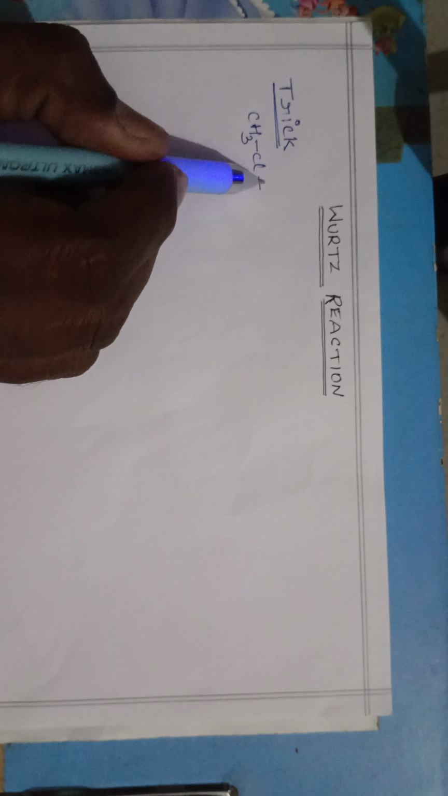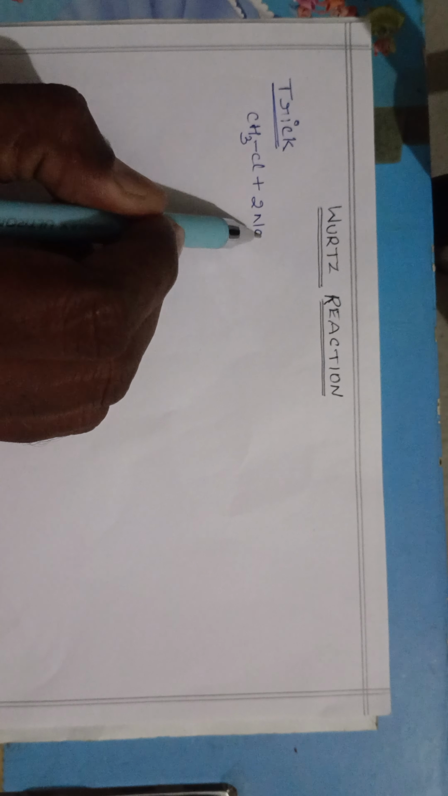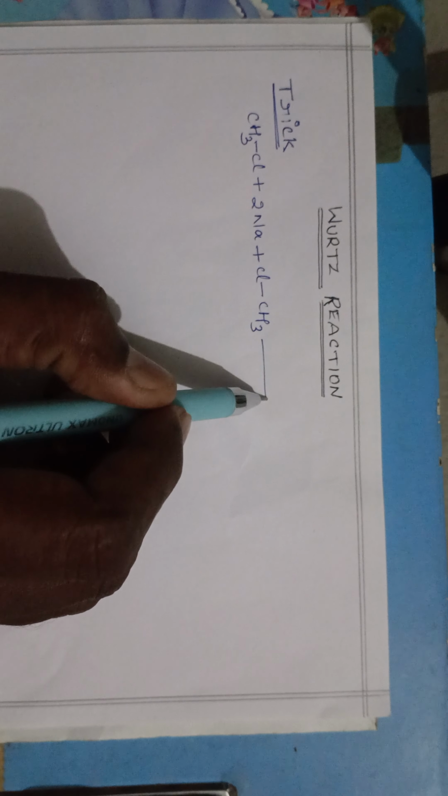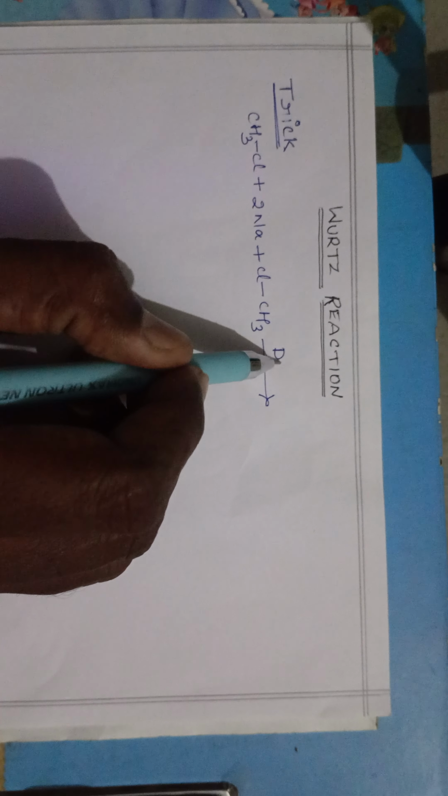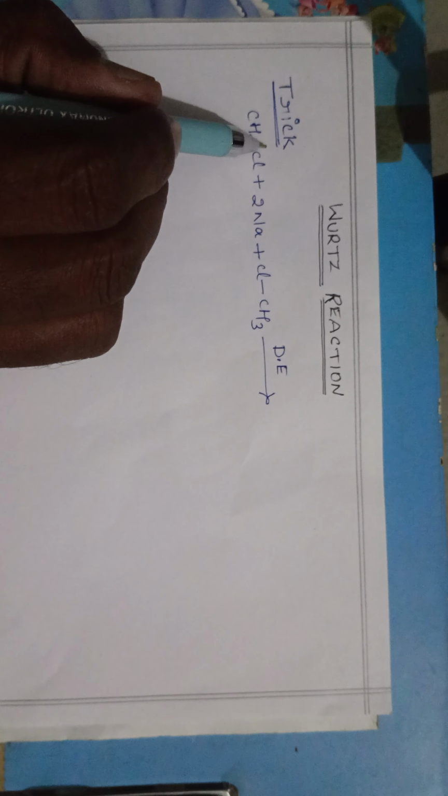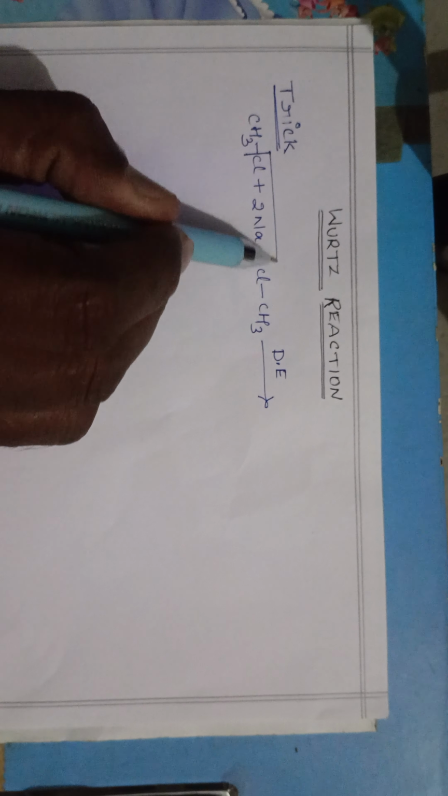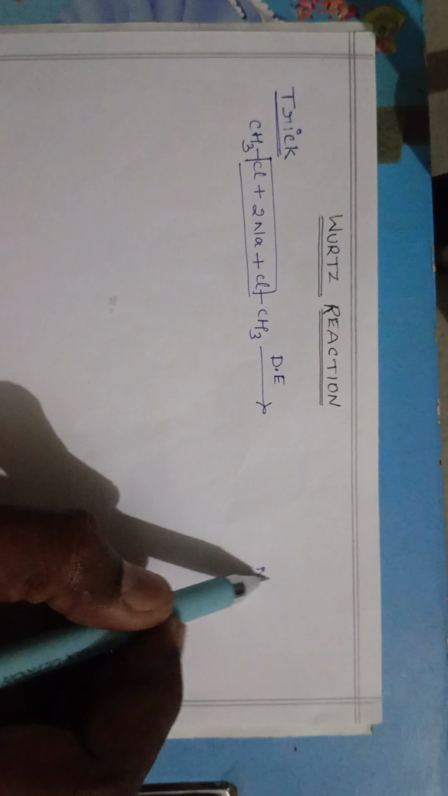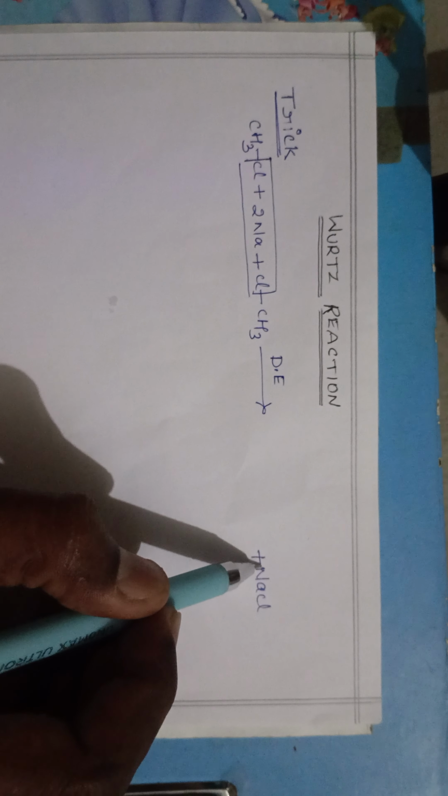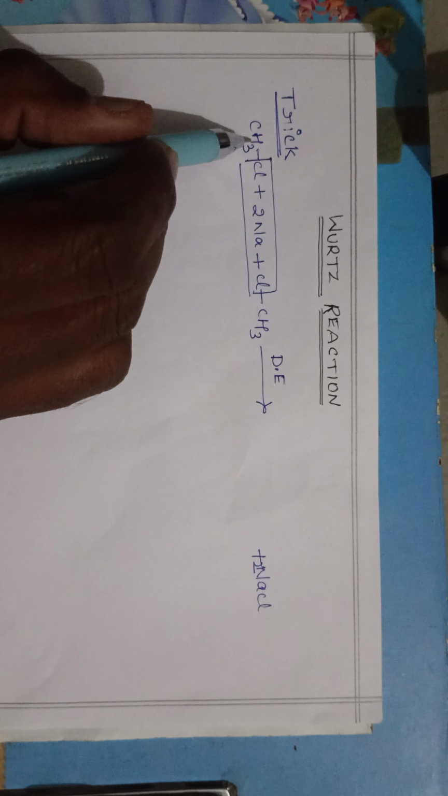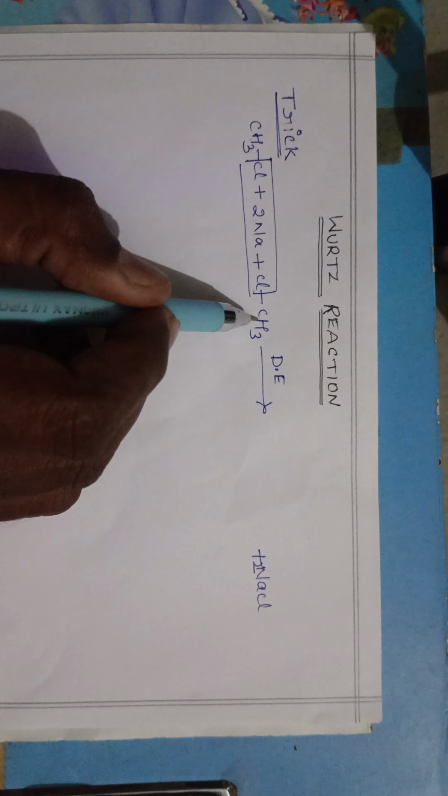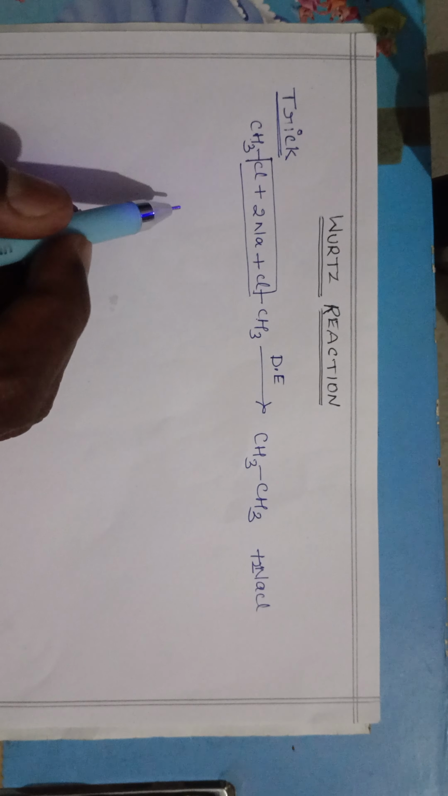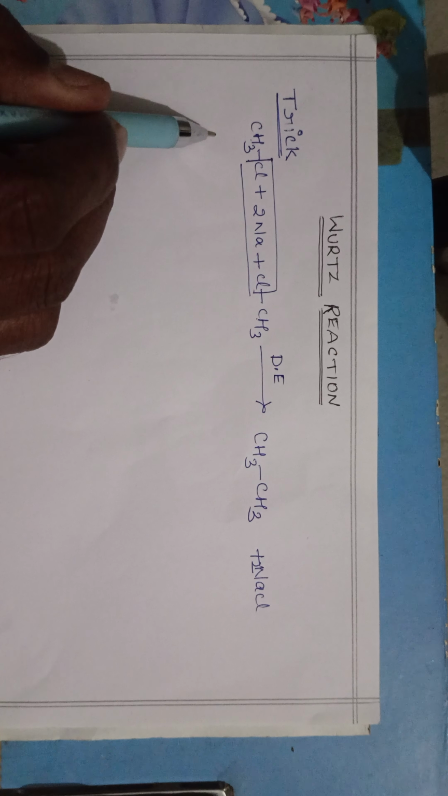CH3Cl plus sodium metal plus CH3Cl in the presence of dry ether. Now here, the chlorines and sodium go as byproduct, 2 moles of NaCl. The remaining CH3 is directly bonded to CH3.